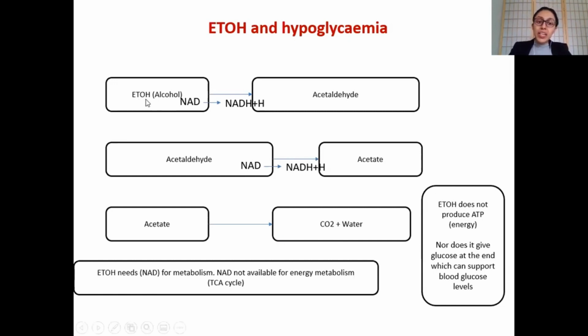Now, what is the metabolic pathway for alcohol in the body? ETOH is alcohol, ethanol. When you have alcohol, how is it broken down in your liver? Alcohol is broken down into acetaldehyde. The main coenzyme required here is nicotinamide adenine dinucleotide, NAD, which is reduced to NADH plus H. So nicotinamide dinucleotide hydrogen.